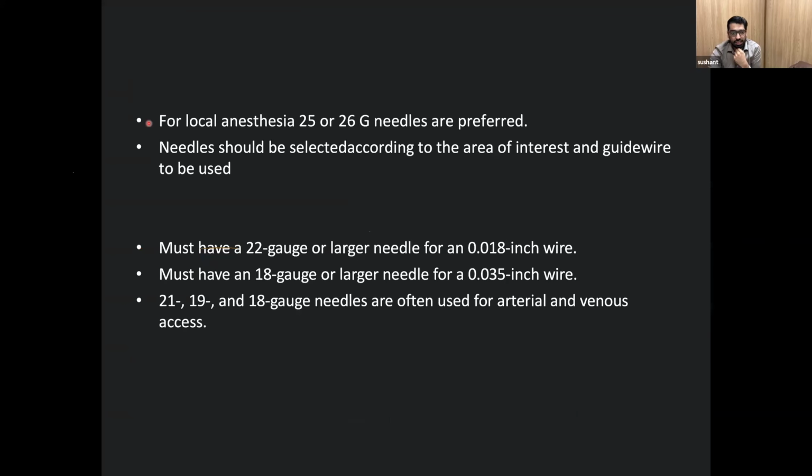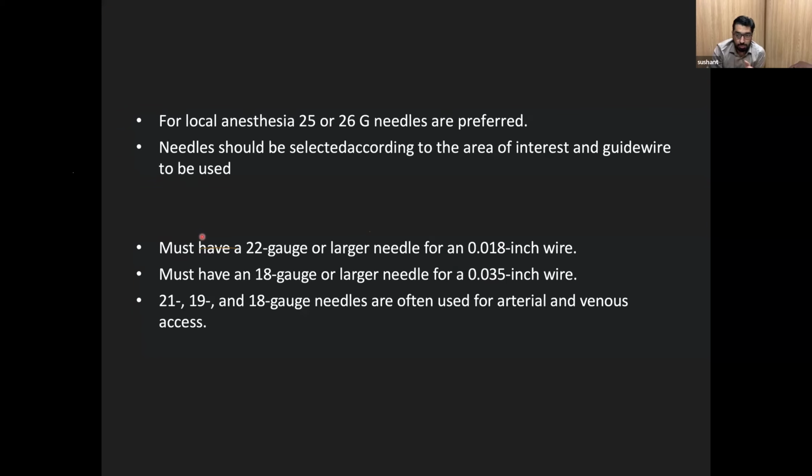For local anesthesia, we will be preferring 25 or 26 gauge needles so as to give minimal pain before actually doing a procedure with larger bore needles. So we give a local anesthesia to numb the skin and the tissues which are painful by using a smaller gauge needle so that the patient has minimal pain. So ideally we should use local anesthesia using 25 or 26 gauge needles.